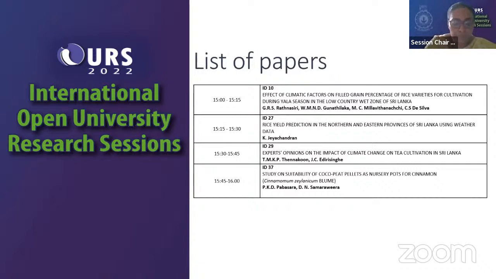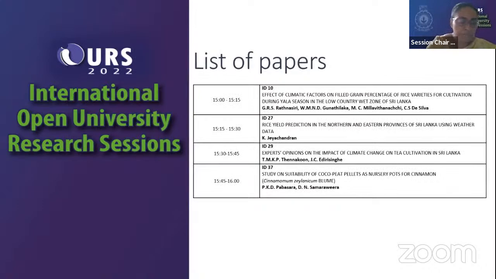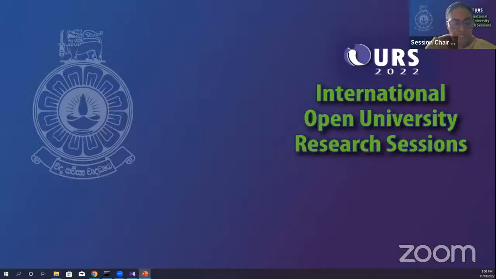So let me begin the first paper titled Effect of Climatic Factors on Field Grain Percentage of Rice Varieties for Cultivation During Yellow Season in Low Country Wet Zone of Sri Lanka. Over to you, the presenters.